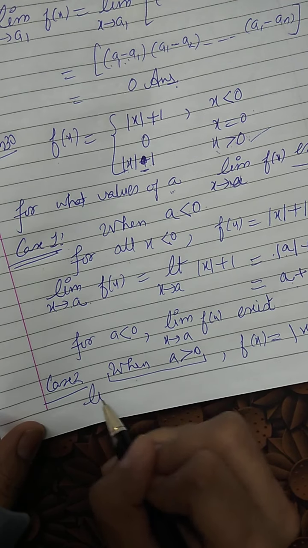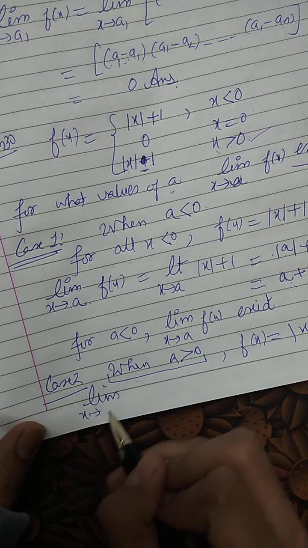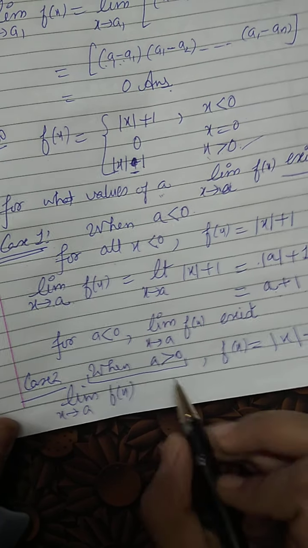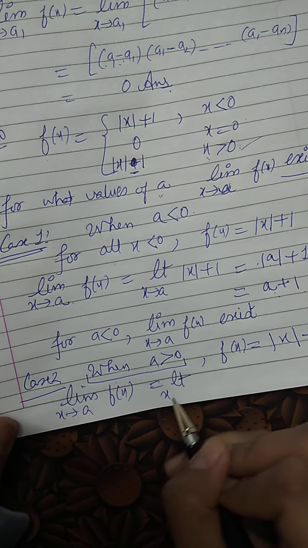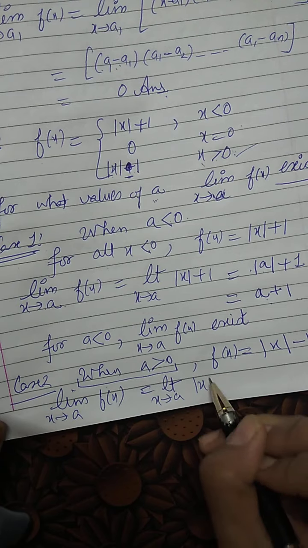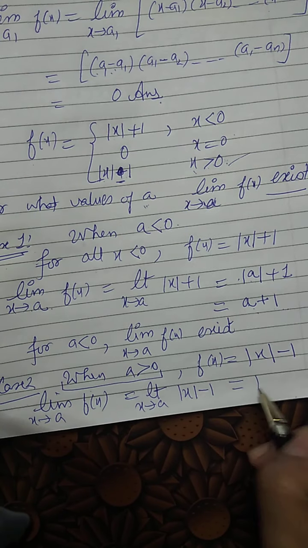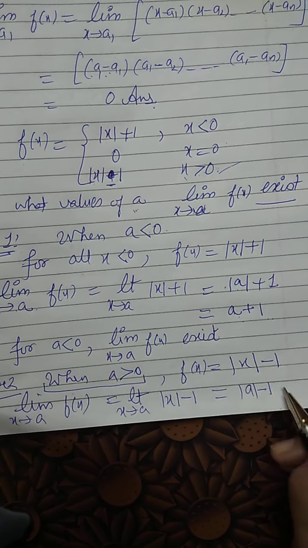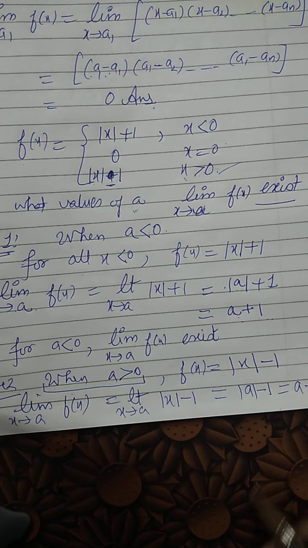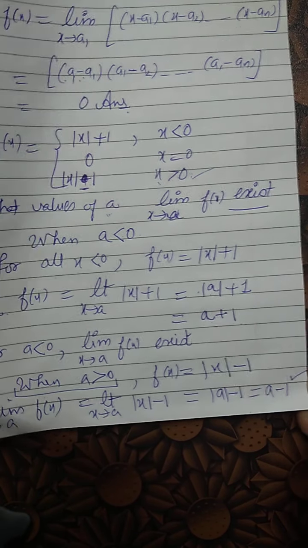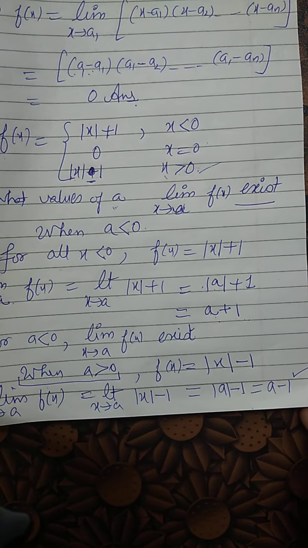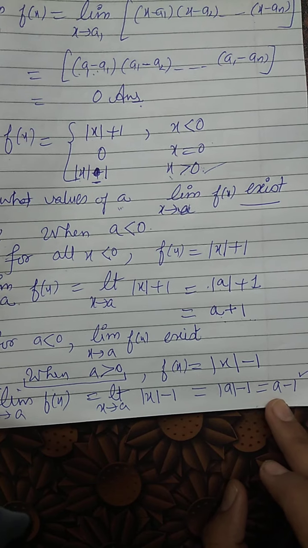Once again, we will calculate the limit x approaches a, f of x. So it will be limit x approaches a, the function is mod x minus 1. So it will be mod a minus 1, that is a minus 1. Again, some definite answer is coming, a minus 1. That means when a is a positive real number, then also the limit of the function exists.